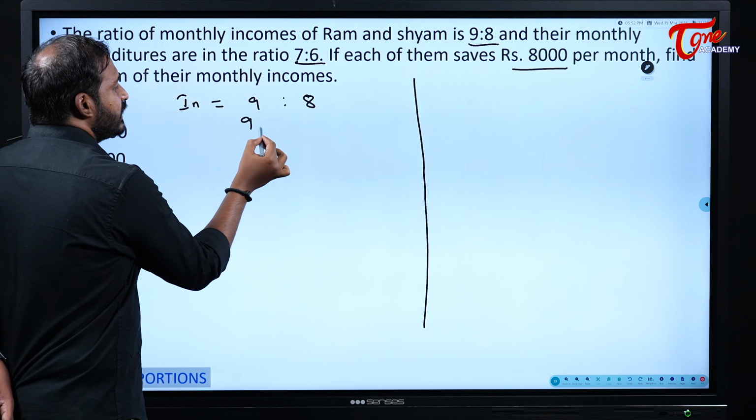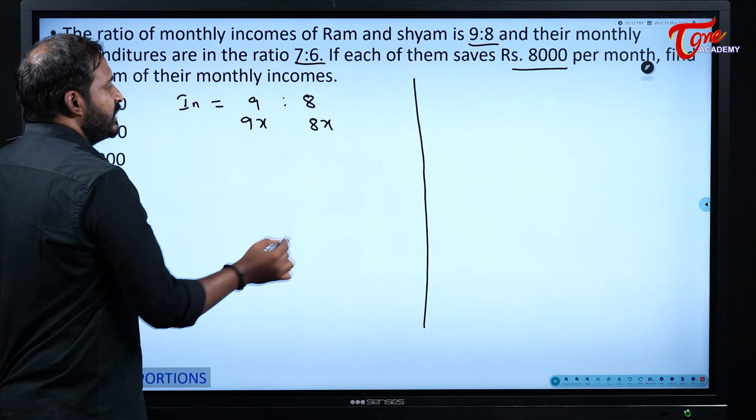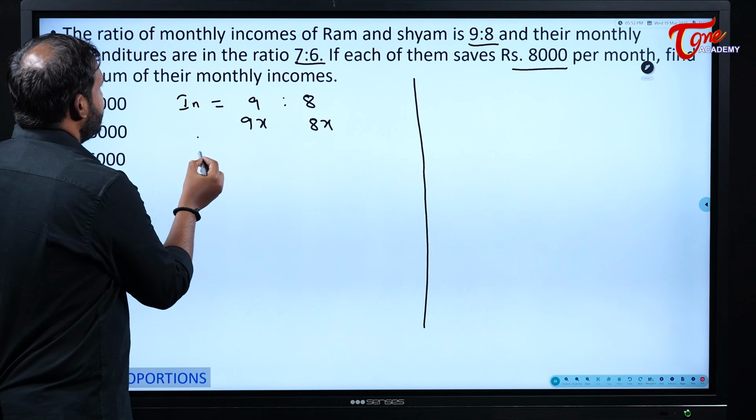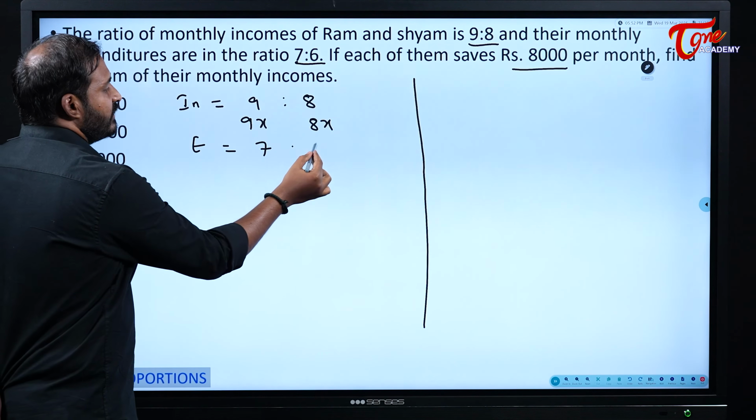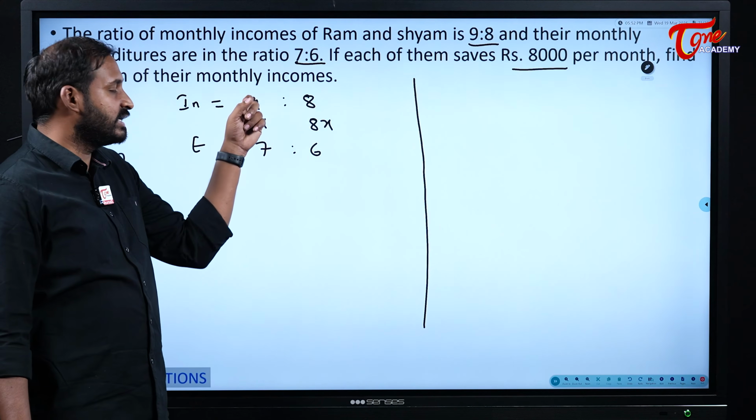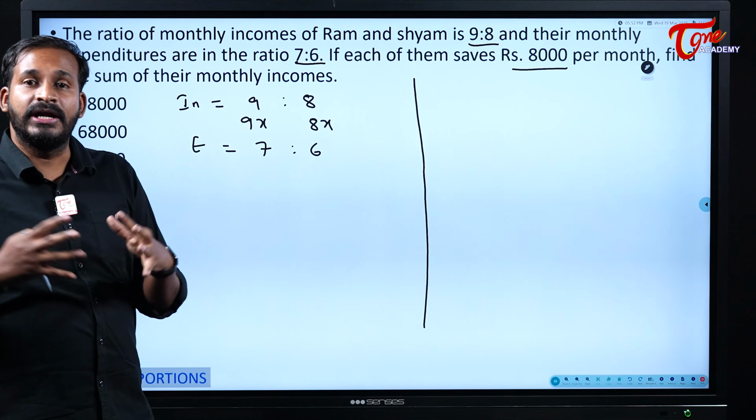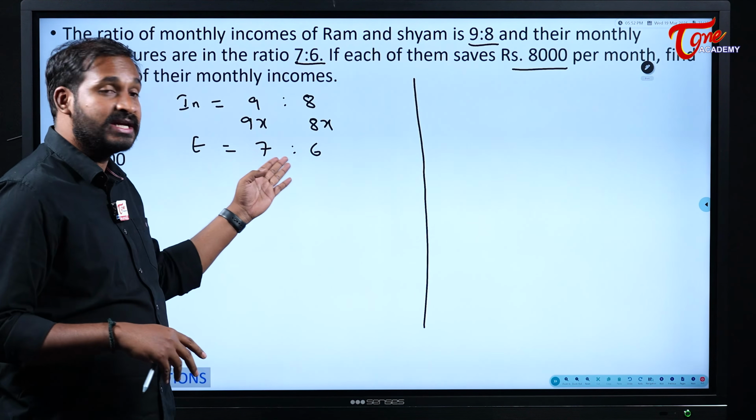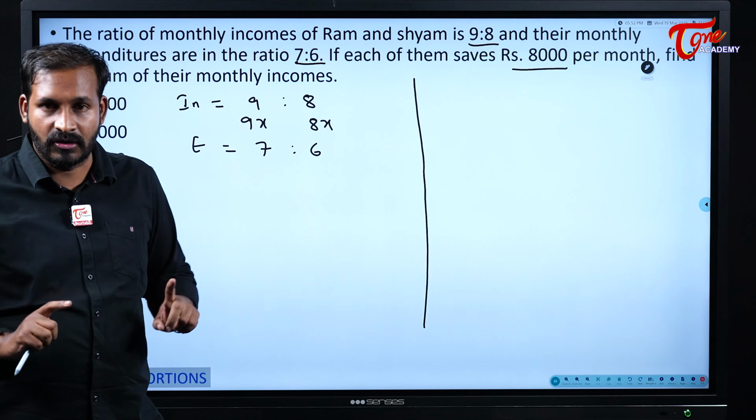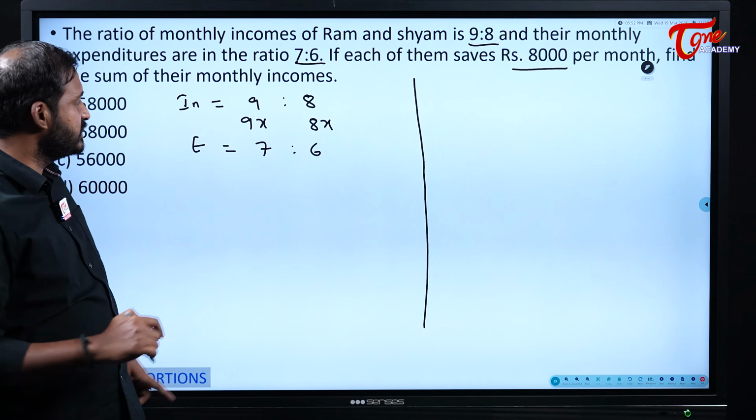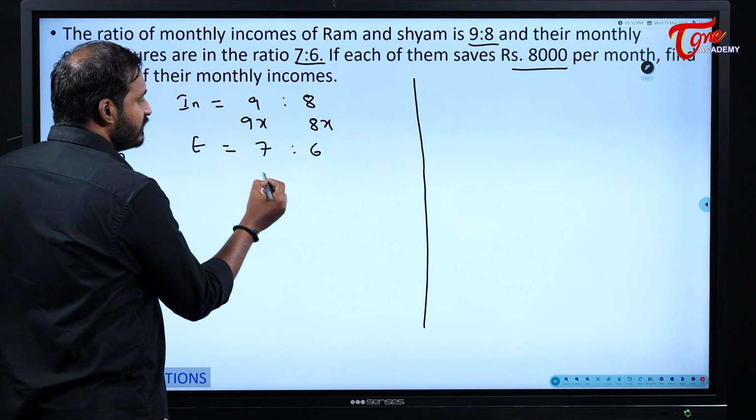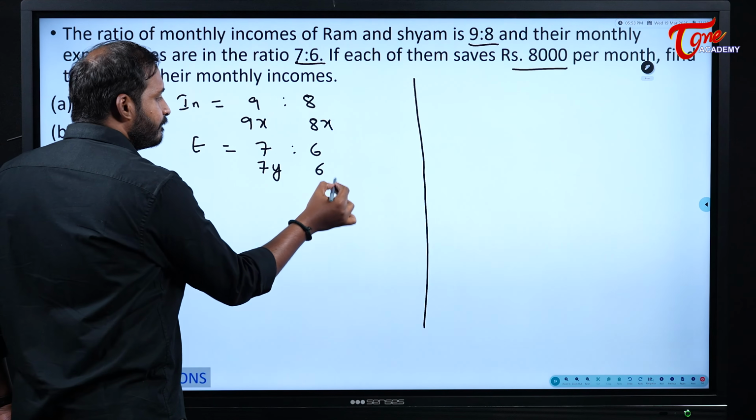So, I can take their incomes as 9x and 8x. And when it comes to their monthly expenditure, they are in the ratio of 7:6. See here students, this is income and this is expenditure. Don't try to join these two things and don't write 7x and 6x once again. It is wrong. You cannot do it. This is some other expression. This will become 7y and 6y.